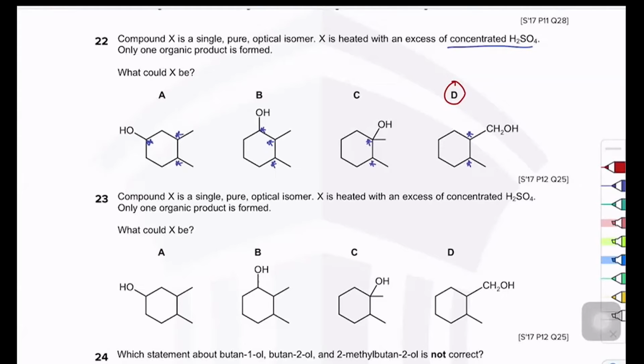Sir, can you explain again? So I'm removing OH and H from the other adjacent carbon. Because I need just one organic compound, I can only have one option of removing hydrogen. If I get multiple options of carbons where I can remove hydrogen from, that will obviously lead to isomerization. And they're saying only one organic product is formed, you can't have isomers.